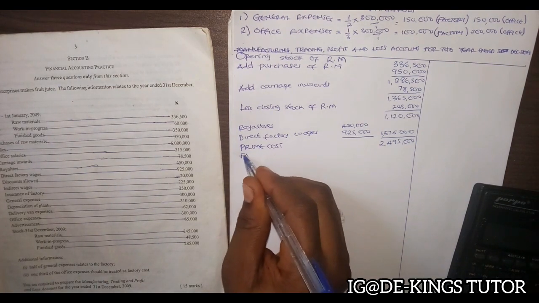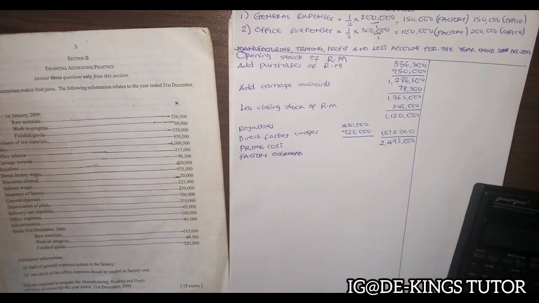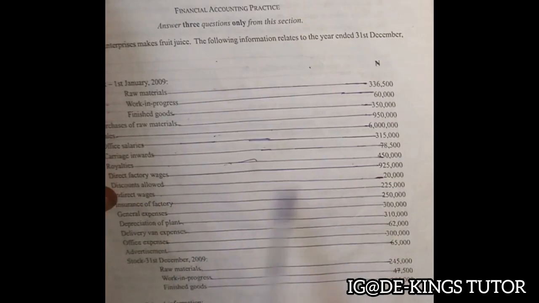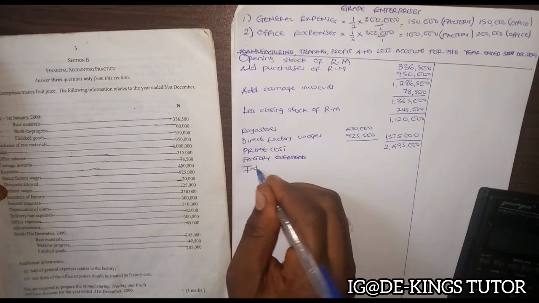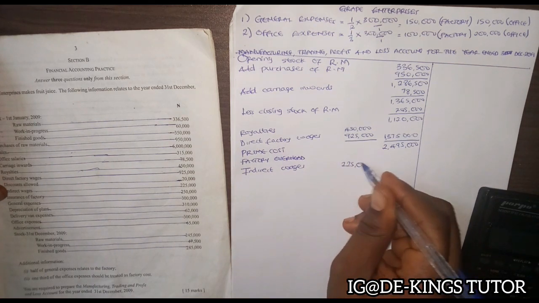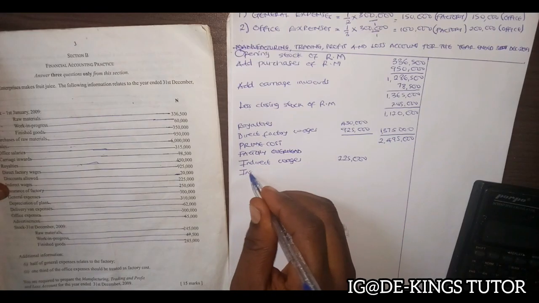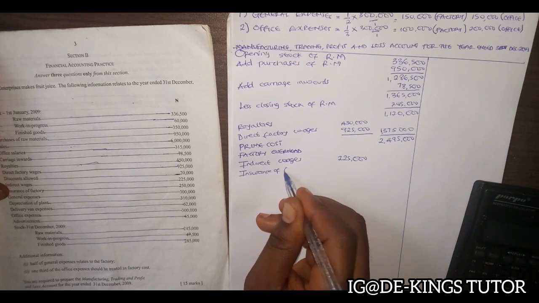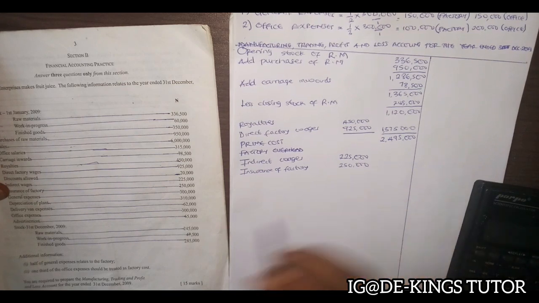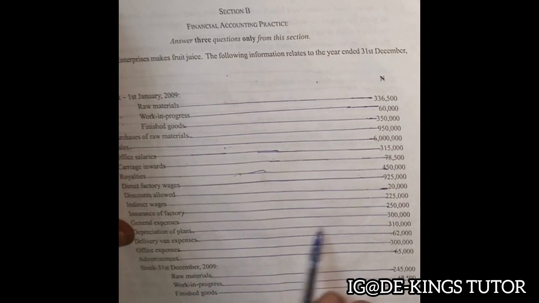So we have factory overhead. That's the indirect expenses. So we're going to start first with indirect expenses, indirect wages, 225,000. So we have indirect wages, 225,000. So check the next one, insurance of factory, 250,000. The next one, depreciation of plant.